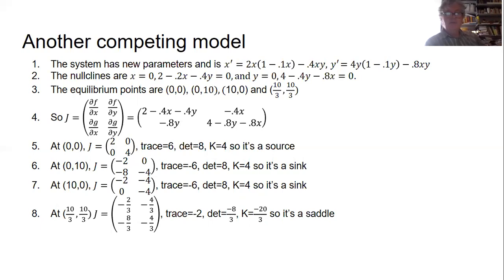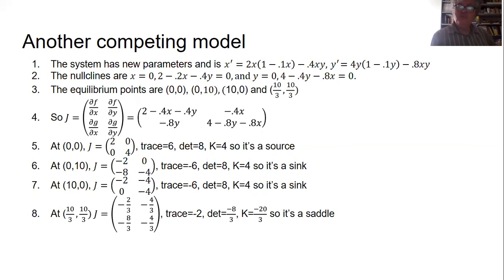At 10, 0, we do the same thing. We get negative eigenvalues. So again, it's a sink. And this time at 10, 3, the equilibrium where we've got non-zero values, you see we have a negative trace, a negative determinant, and a negative discriminant. So it's a saddle point. Different.